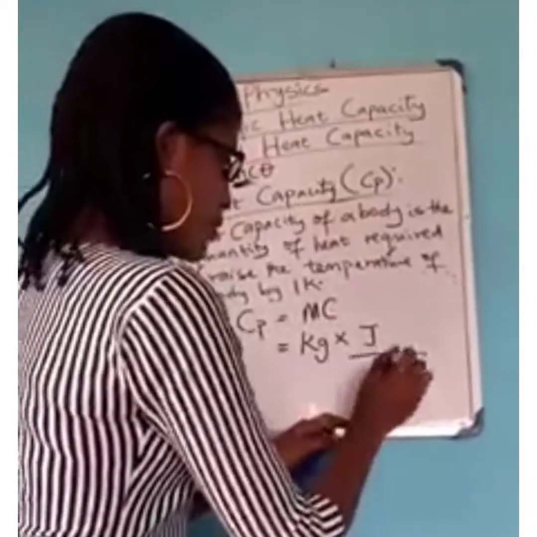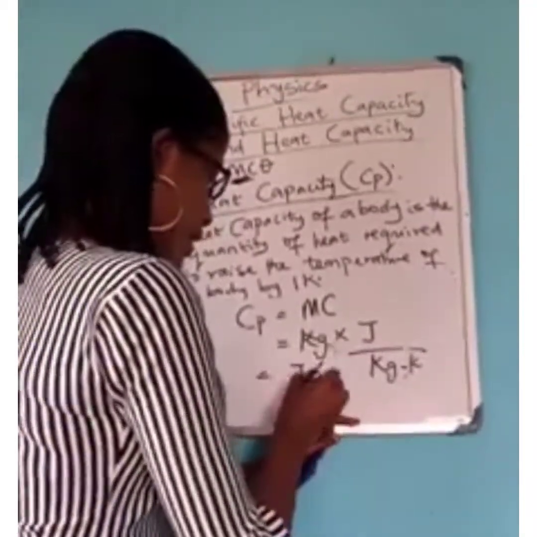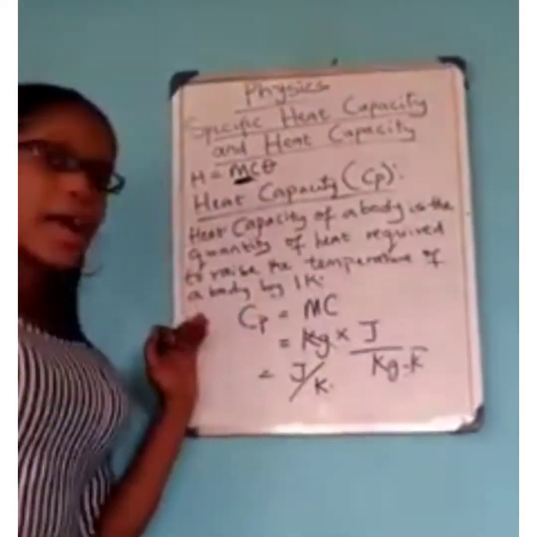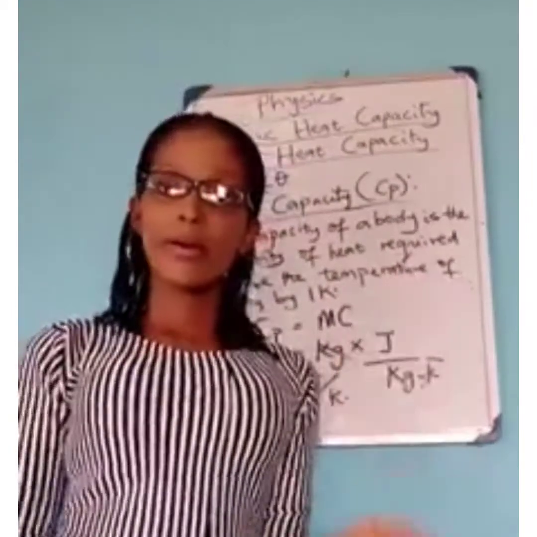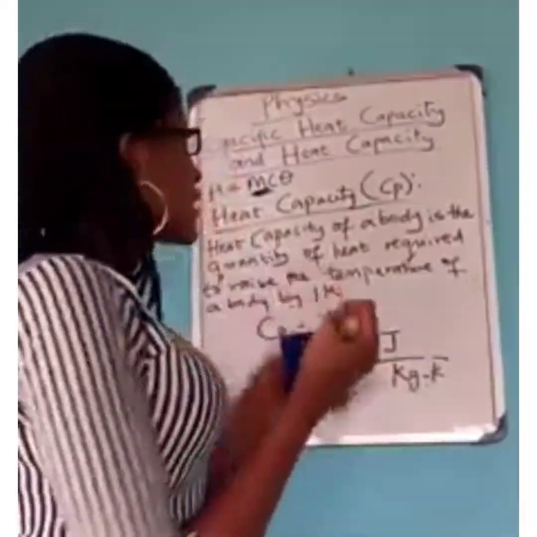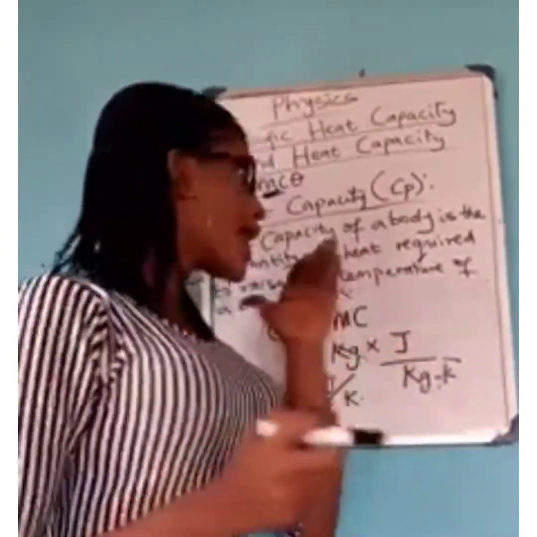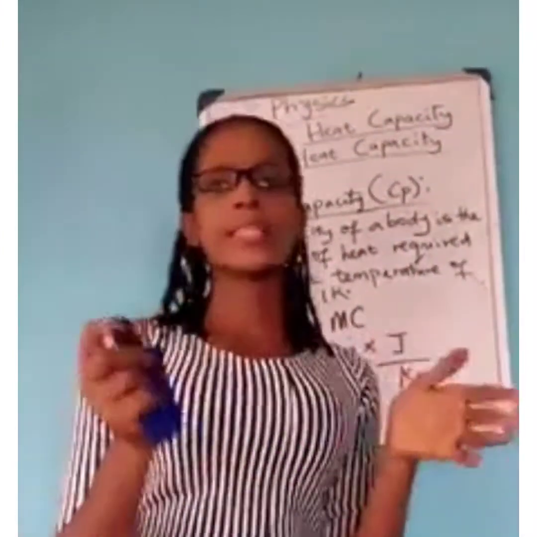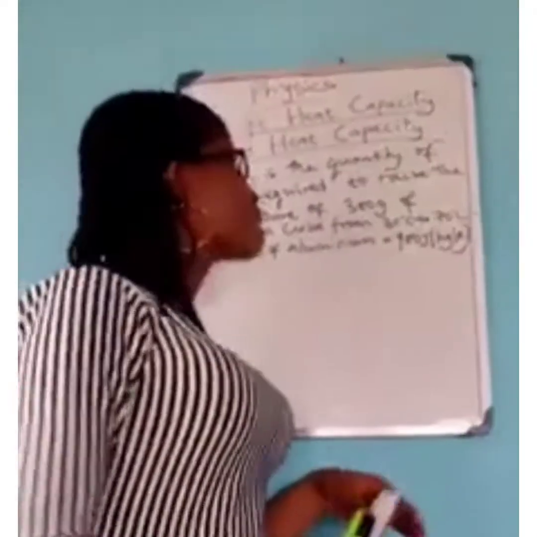So dividing this, what am I left with? Joule per Kelvin. Therefore, our SI unit for heat capacity is joule per Kelvin, while the SI unit for specific capacity is joule per kilogram per Kelvin. While specific capacity is not dependent on mass, heat capacity is dependent on mass.